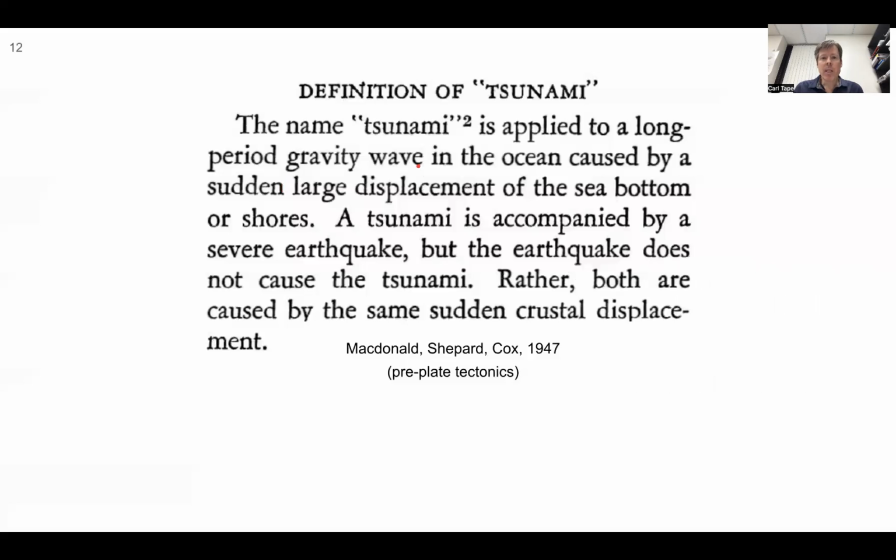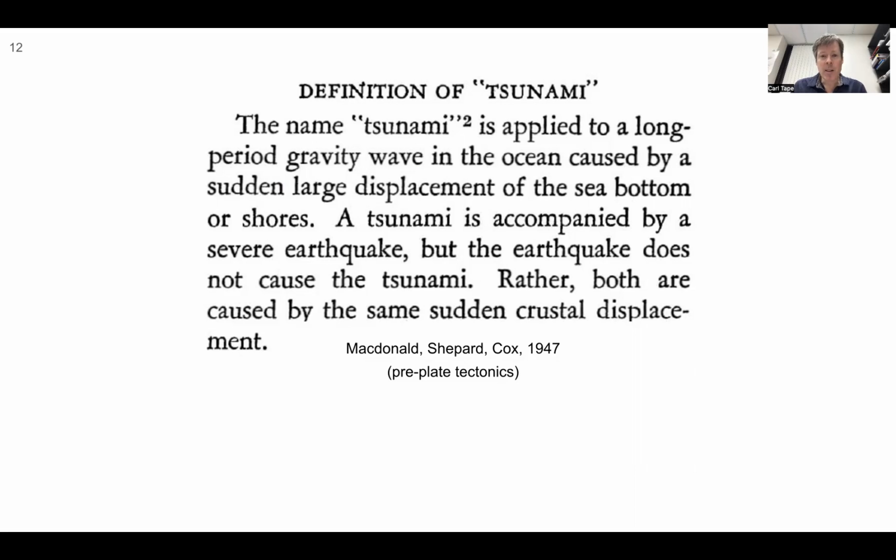So from this paper, 1947, they state the definition of a tsunami. The name tsunami is applied to a long period gravity wave in the ocean caused by a sudden large displacement of the sea bottom or shores. They follow that with: a tsunami is accompanied by a severe earthquake, but this earthquake does not cause the tsunami. Rather, both are caused by the same sudden crustal displacement.